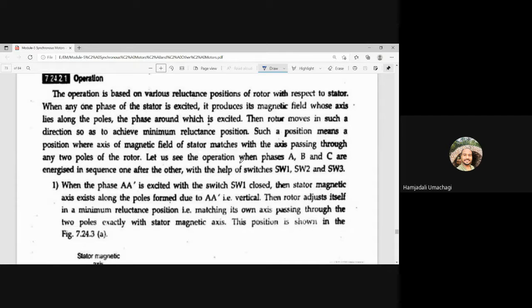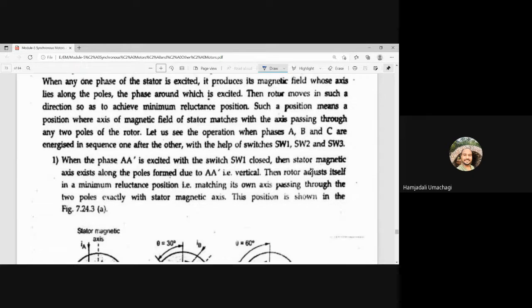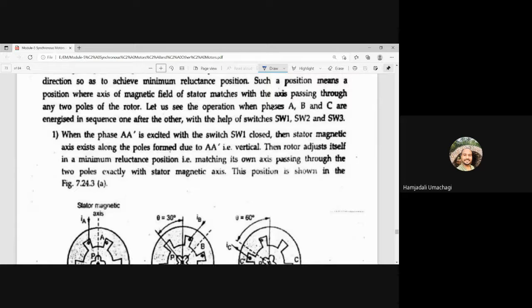Let us see the operation when phases A, B, and C are energized in sequence one after the other. By closing switch SW1, phase A gets excited. After that, open switch SW1, then close switch SW2, and phase B gets excited. After that, open switch SW2, then close switch SW3, and phase C gets excited.